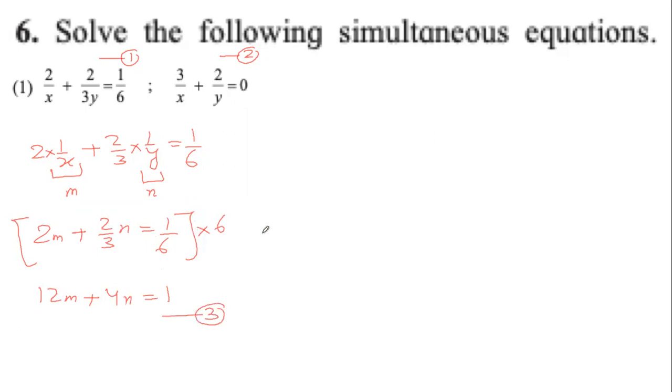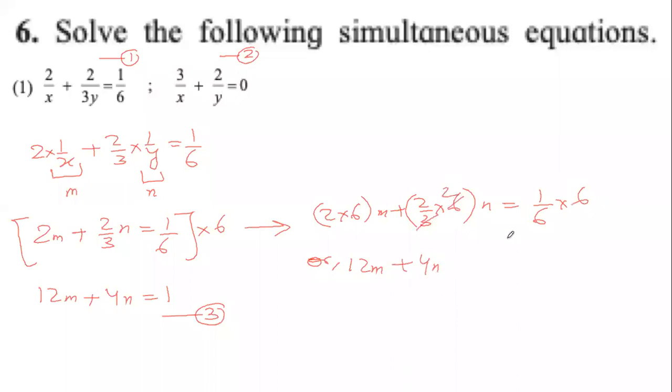If you want me to tell you how it became: 2 into 6 into m plus 2 by 3 into 6 n equals 1 by 6 into 6. This becomes 2 into 6 is 12m, plus 4n, equals 1.